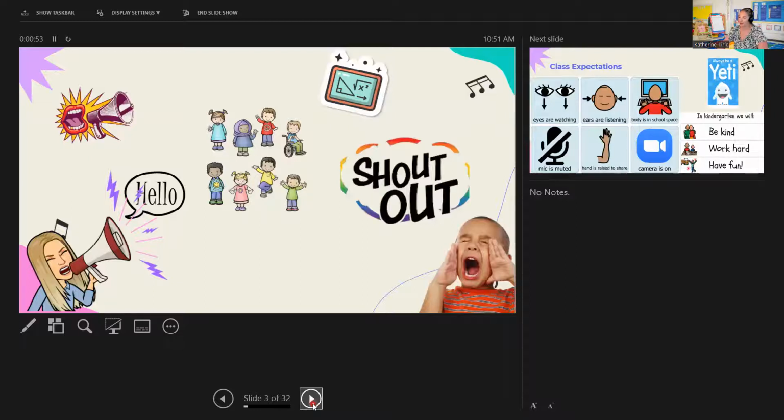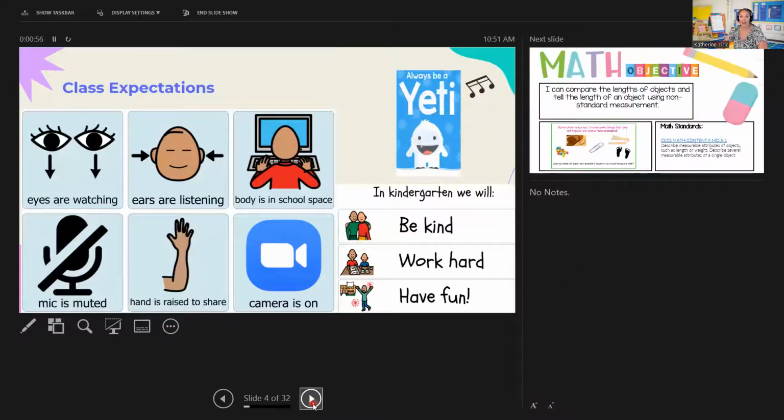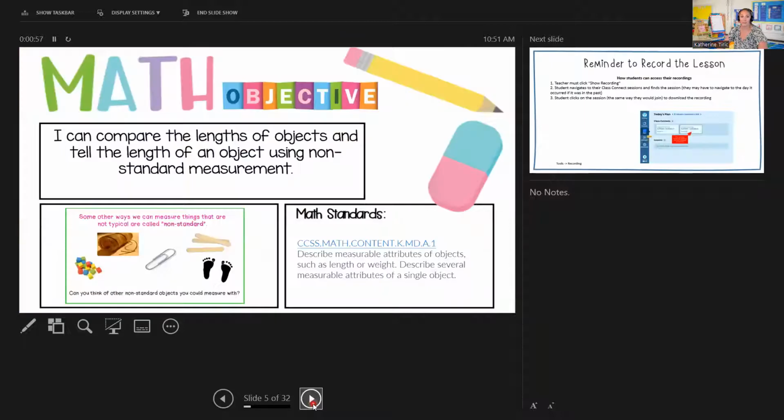All right, normally we'd have our shout out next, our class expectations. Our math objective today is I can compare the lengths of objects and tell the length of an object using non-standard measurement.